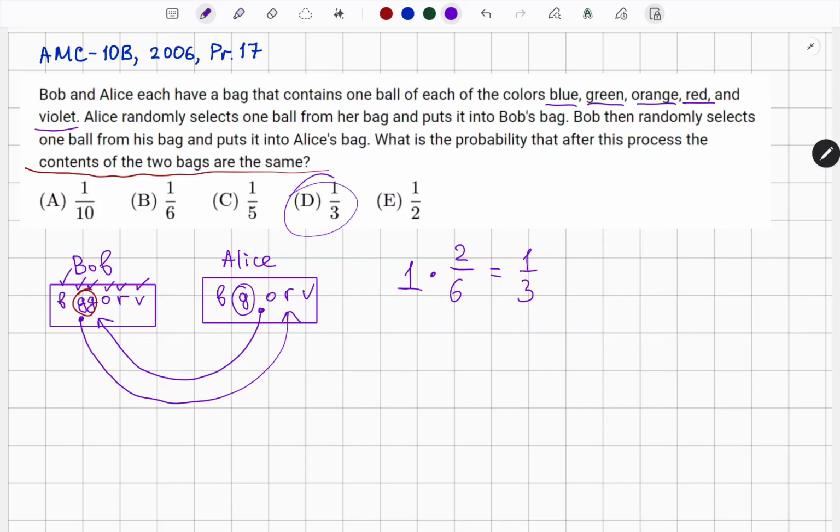I think you should take your time and understand that this is the only possibility to have the contents of the two bags be absolutely the same. You choose any ball from Alice's bag, you put it in Bob's, and then you choose the same color as you just put in Bob's bag and return it back to Alice's bag. So this is the only possibility. So that's it, it's D. If you know the structure, if you know the idea, of course, the solution is pretty fast.